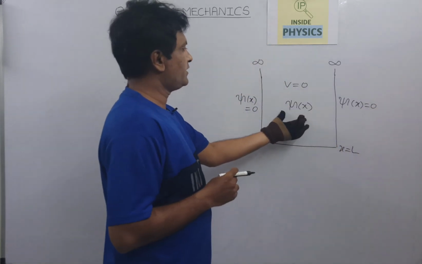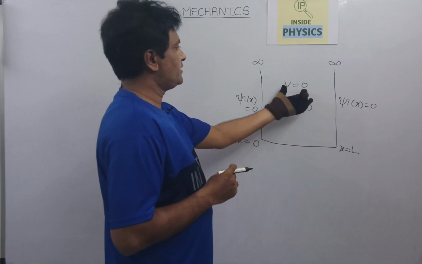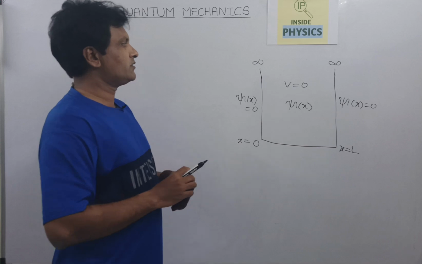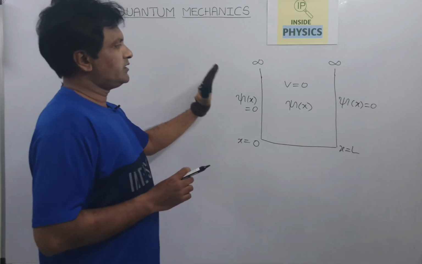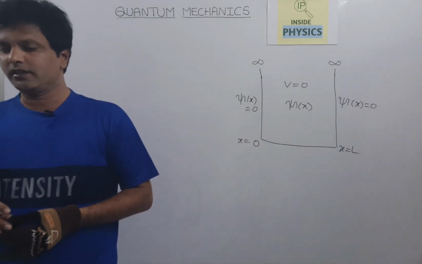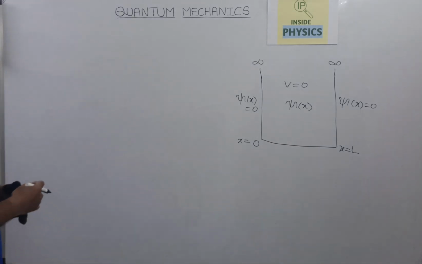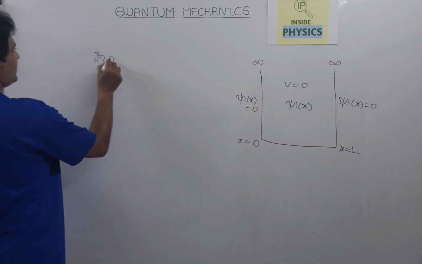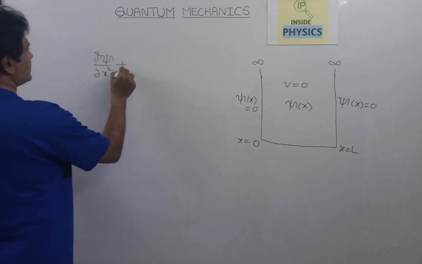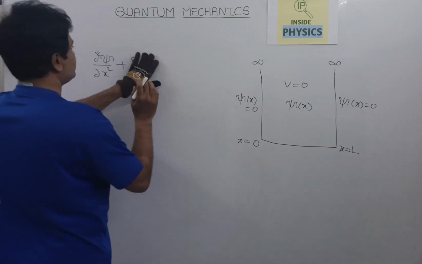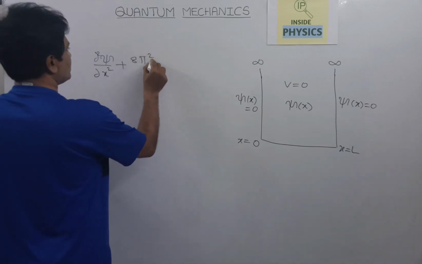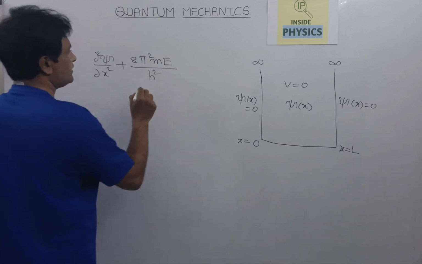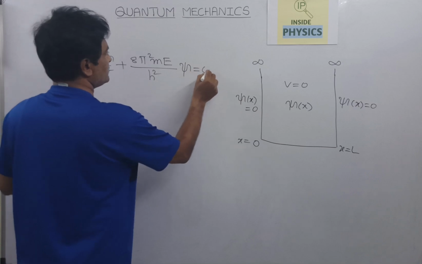Inside we can trace the particle, and the potential inside the well is 0 because it is moving under free conditions, no external force. So for this scenario we will apply the Schrodinger time independent equation, which we can write as: del square psi by del x square plus 8 pi square m E by h square psi is equal to 0.